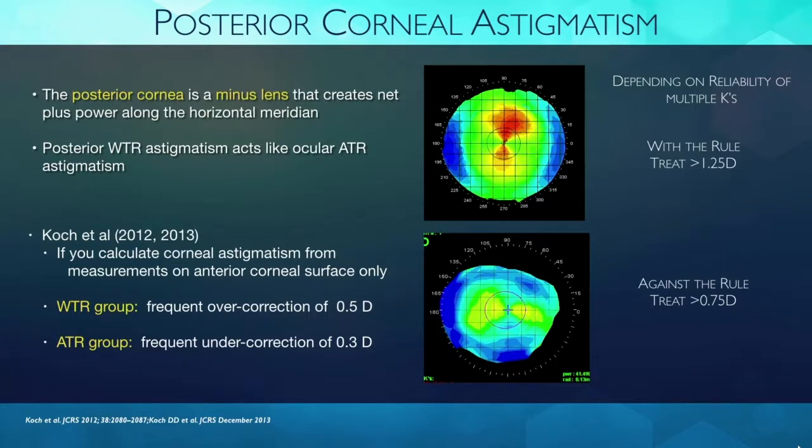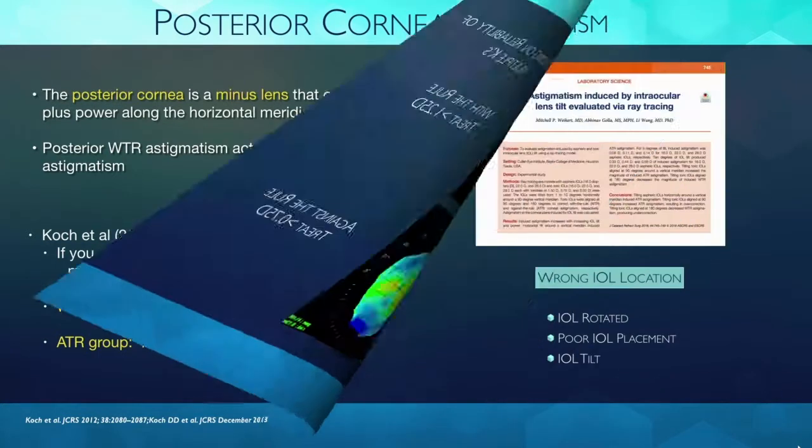But depending on the reliability of your case, you can have an average gestalt of how you're looking at this. So with the rule, we treat greater than 1.25 in our practice, and against the rule, it's actually greater than 0.75 if it's regular and reproducible.